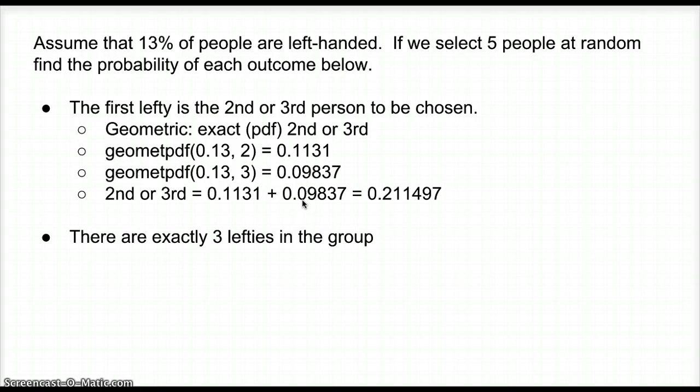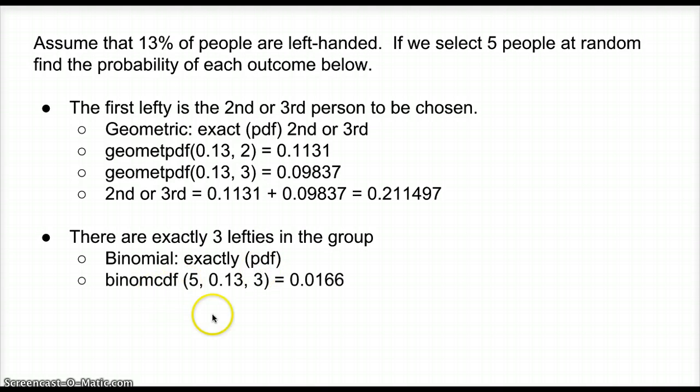All right, the next problem we have is there are exactly 3 lefties in the group. So take a minute, see if you can figure out if it's binomial or geometric. It is binomial because it's exactly, and since it's exactly, we're going to do PDF. The binomial is going to be 5, 13%, and we're choosing 3, which gives us 0.0166.